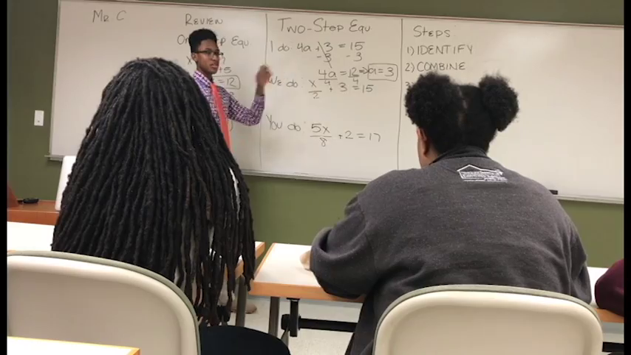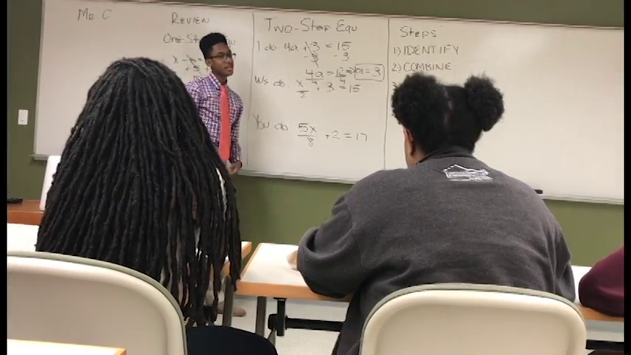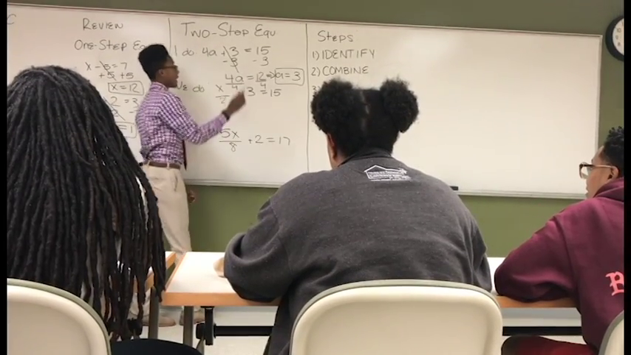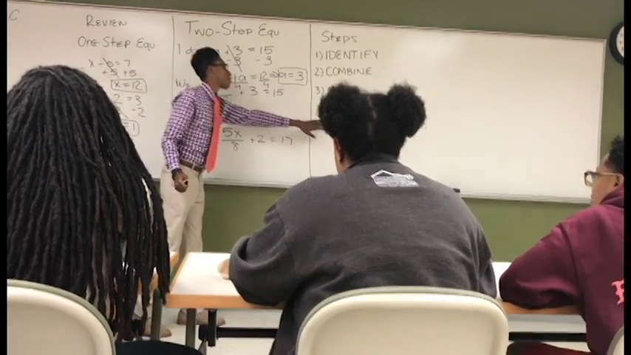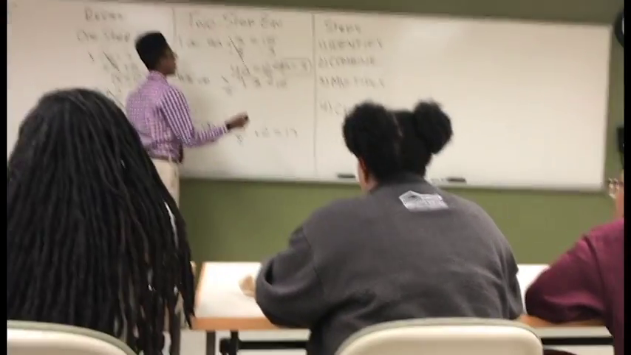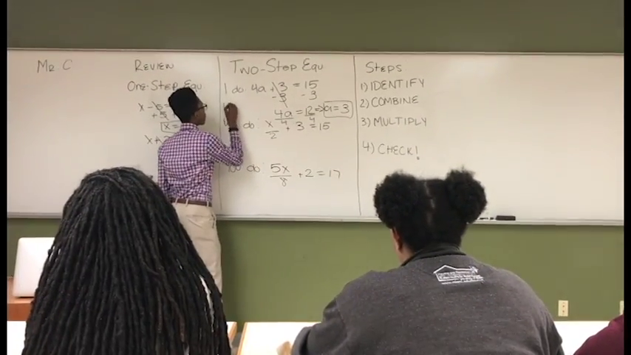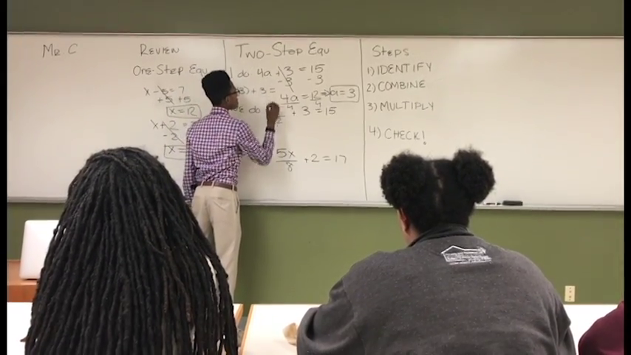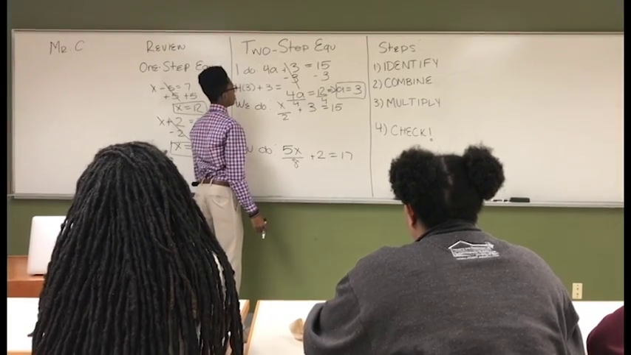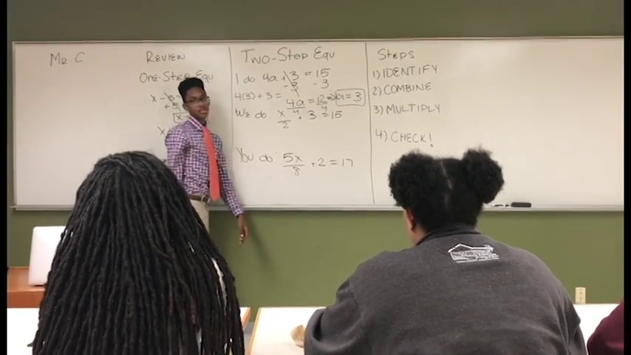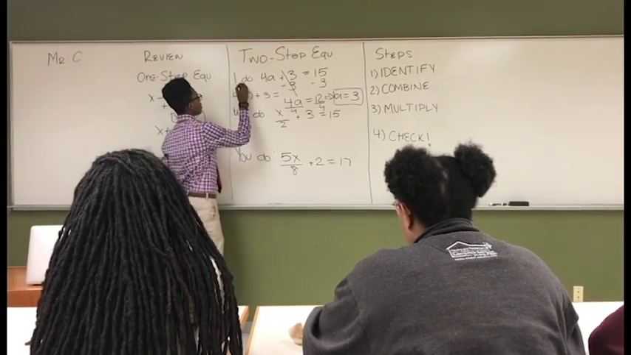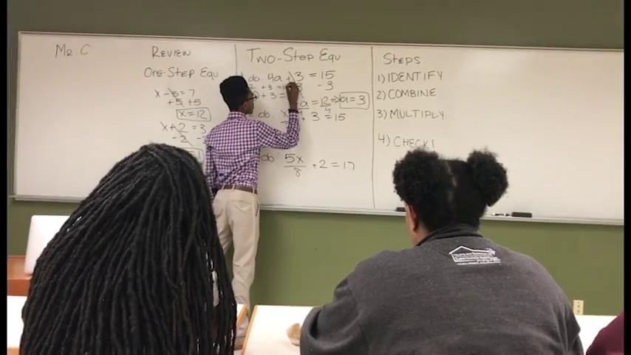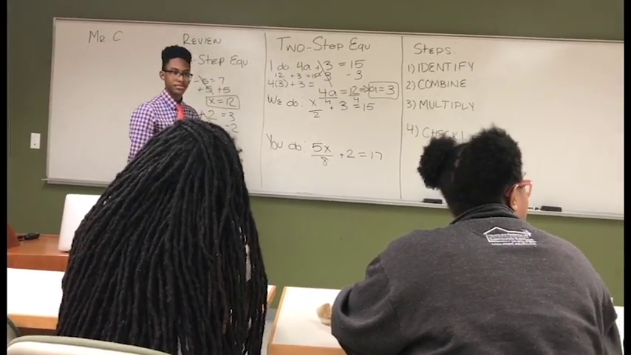Okay? Well, this checks out, and to verify that, we're going to plug our answer back into the original equation. So 4 times 3 plus 3 equals... Correct. Because 4 times 3 is 12, plus 3 is 15. Is equal to 15. So this checks out.